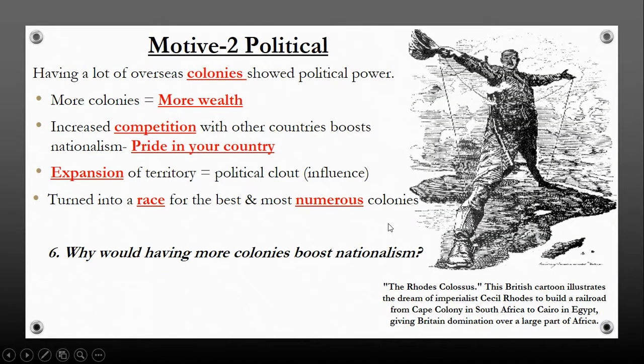Motive number two: political. If you have a lot of overseas colonies, that shows that you have power or clout. More colonies equals more wealth. Increased competition with other countries causes nationalism, which is pride in your country. So when you're gaining new territory, that is going to allow you to have more influence, and more territories helps your political power. Take a look at the political cartoon to help you answer: why would having more colonies boost nationalism?